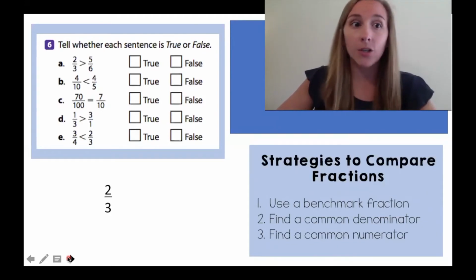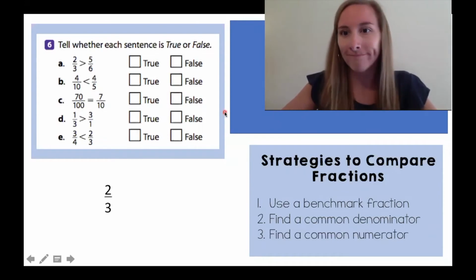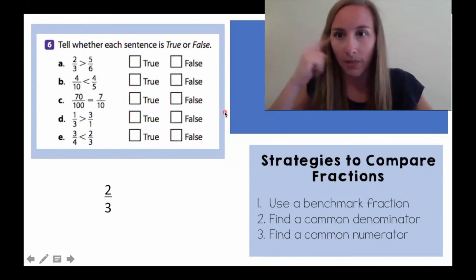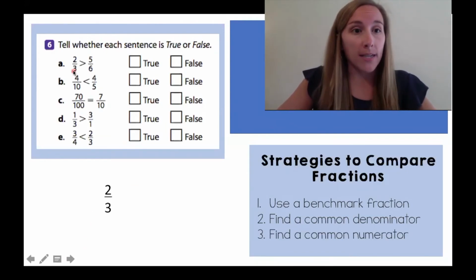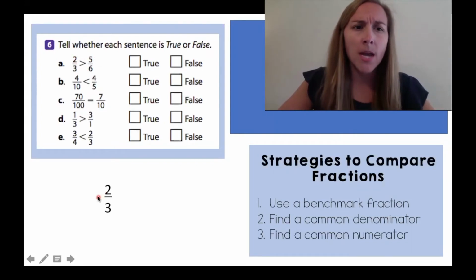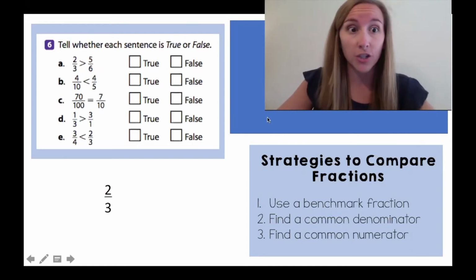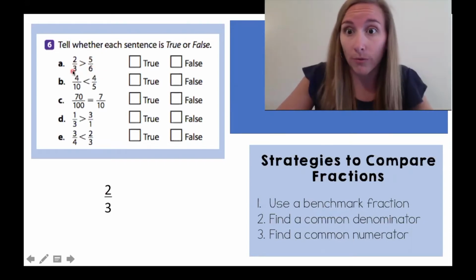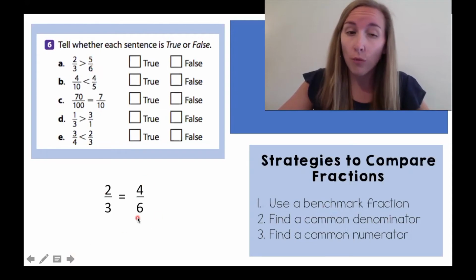So I'm going to look at A. 2/3 is greater than 5/6 is what it says. Okay, instead of just going false, true, true, false, false, I'm really going to use my noodle. I'm going to think about my justification and try to explain what I know. Okay, so right now, my denominators are not the same, my numerators are not the same. So my thinking is I'm going to find a common denominator to compare these fractions because I know 6 is a multiple of 3, and that'd be nice and easy to make both of those denominators 6, right? I know that 2/3 is going to equal 4/6.